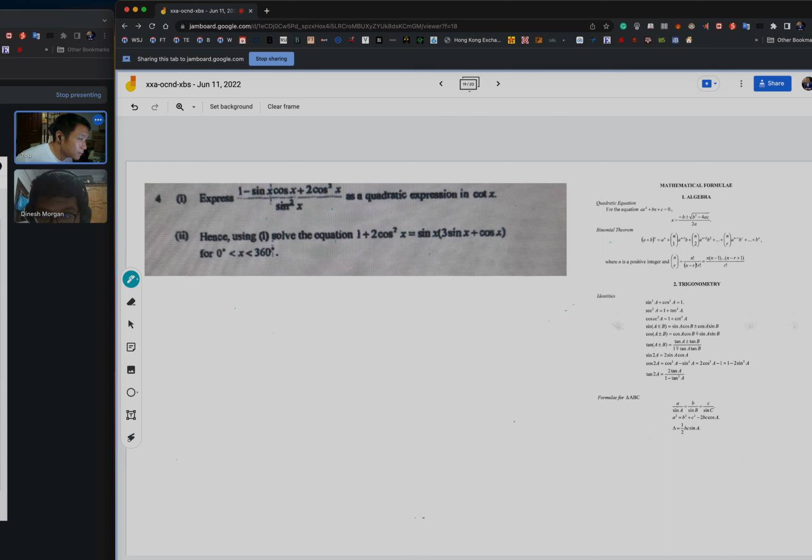I also cannot see anything. It's a quadratic expression. You want to change it to 1 minus, that means you want to change this to 1 minus sine square. And then? Okay, let me see. Here. If you open the brackets. So are you telling me this?